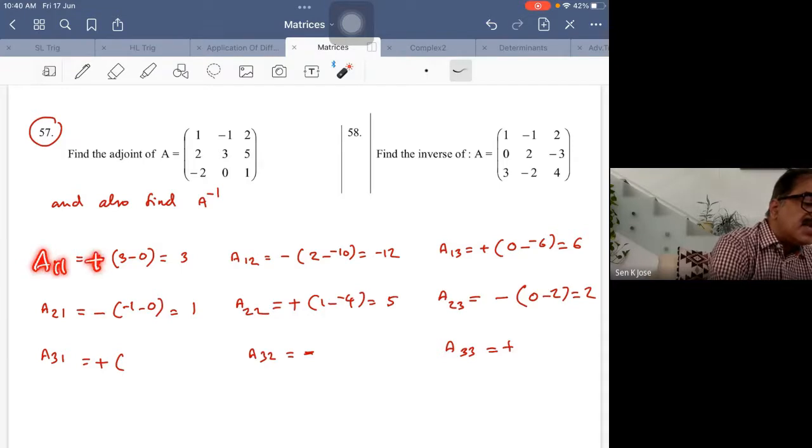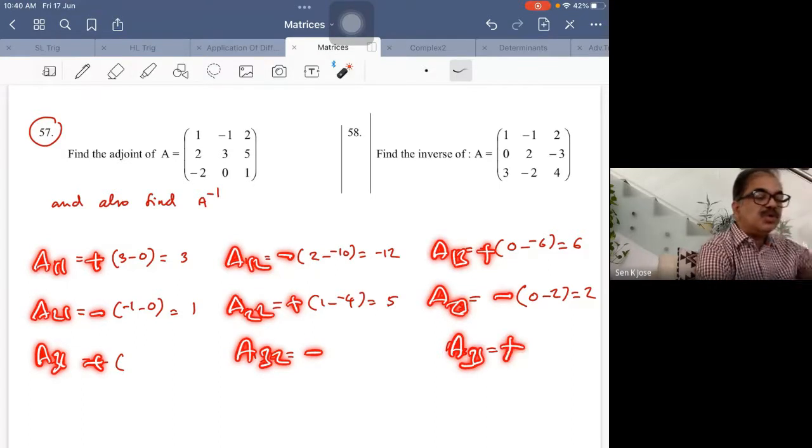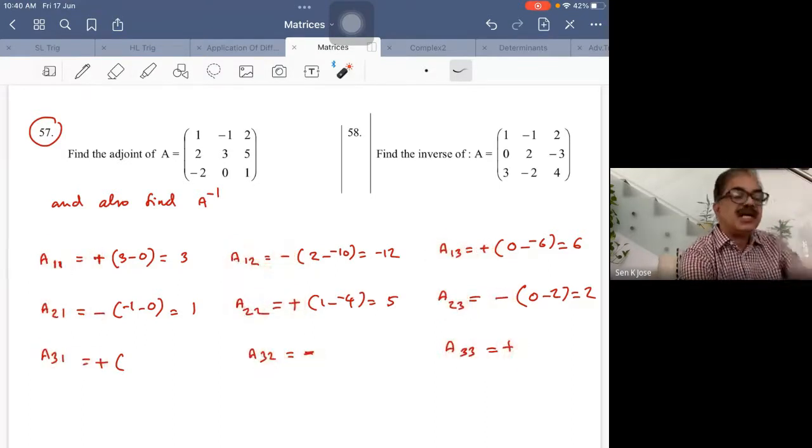A11 plus, A12 minus, A13 plus, A21 minus, A22 plus, A23 minus. Then A31 plus, A32 minus, and A33 plus. I think I should do this much first and then start writing the numbers.